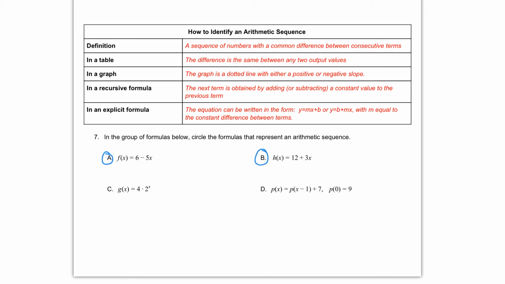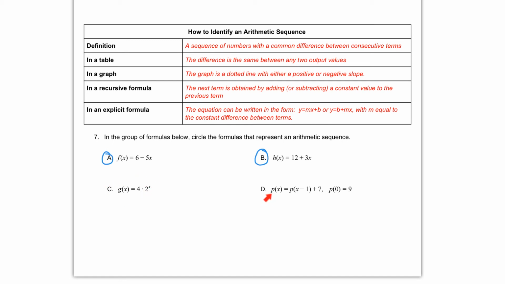Letter C has g of x is equal to 4 times 2 raised to the x. Again, here's our x. This indicates that this multiplication of 2 is what's happening each time. And multiplying by 2 each time indicates to us that it is a geometric sequence. So this is not arithmetic, so we are not going to circle that one.